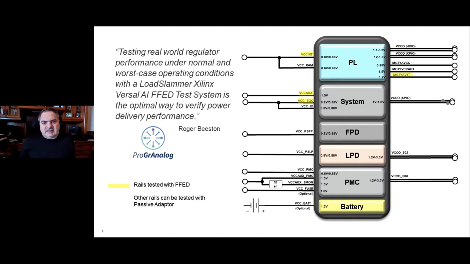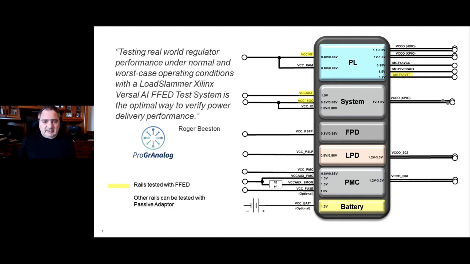So this slide is again based on the Xilinx Versal AI family, and you can see here that we've highlighted 4 rails in yellow, which is what we're testing here. This is based on some customer feedback we've had. These are the critical rails to test. What we're testing with our FFED is these 4 rails because these are the most important to be tested in terms of transient load. And you'll see in later slides that we have other solutions that can augment the FFED, and you'll be able to test all the other rails.